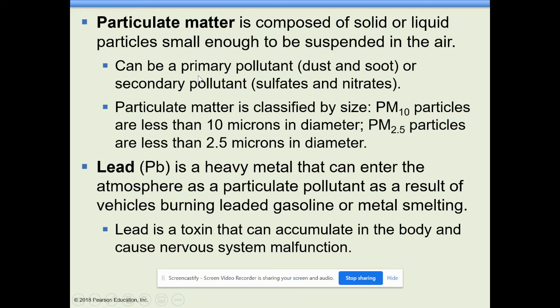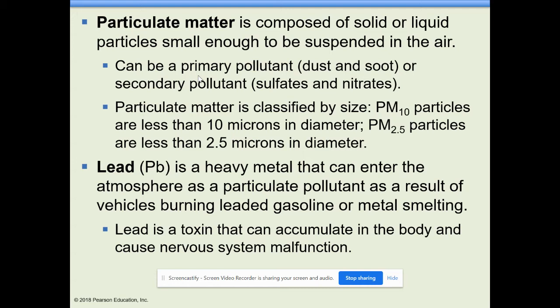Particulate matter, or PM for short. These are just tiny solid or liquid particles that can be suspended in air. And we classify them in two different ways. PM10, which is a little bit larger, and PM2.5, which is, obviously, smaller.